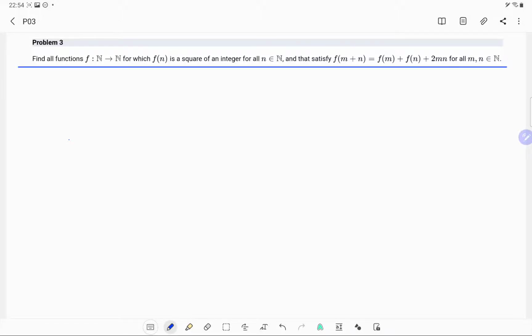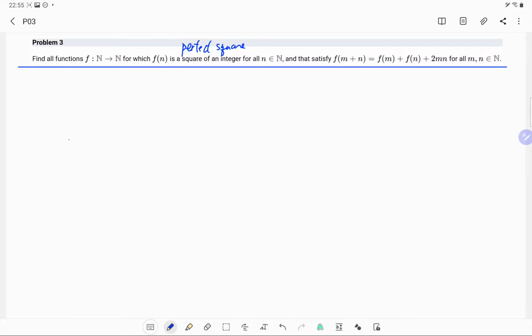Okay, let's take a look at another functional equation. Find all functions f from natural numbers to natural numbers, which means positive integers, for which f of n is a square of an integer, which means a perfect square, for all n a natural number, and that satisfies f of m plus n equals f of m plus f of n plus 2 times m times n for all m, n positive integers.